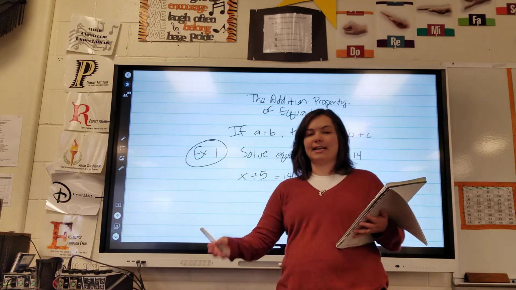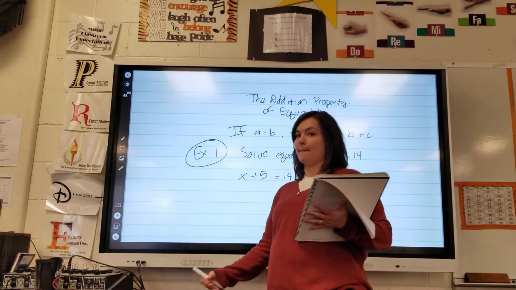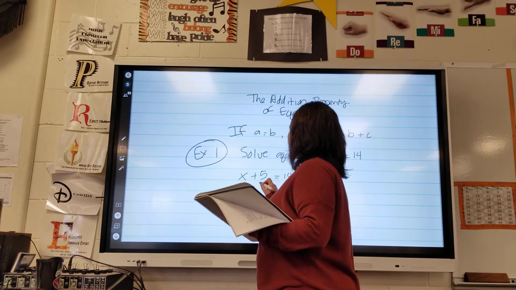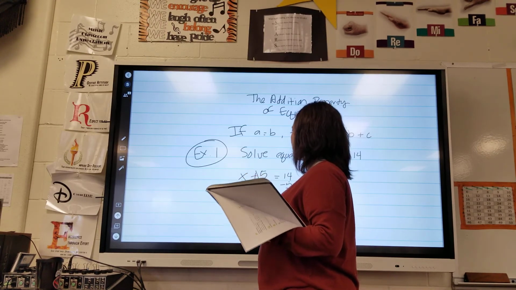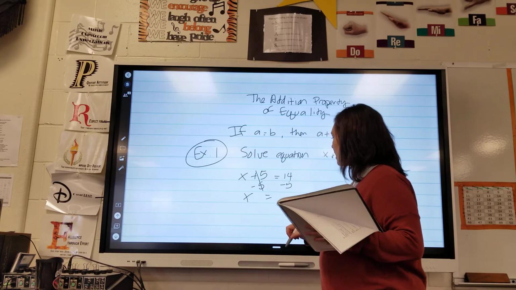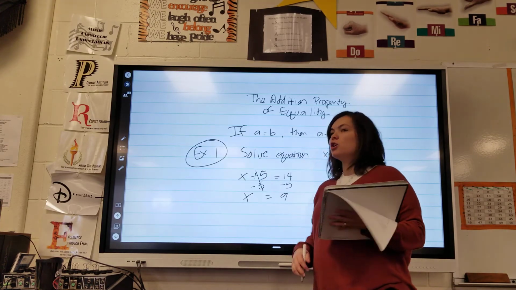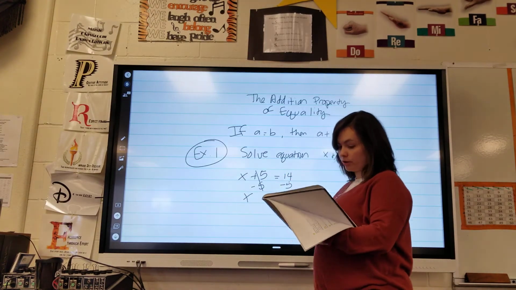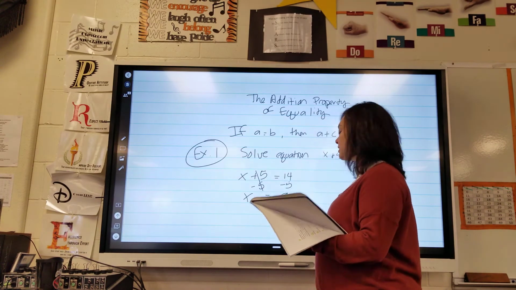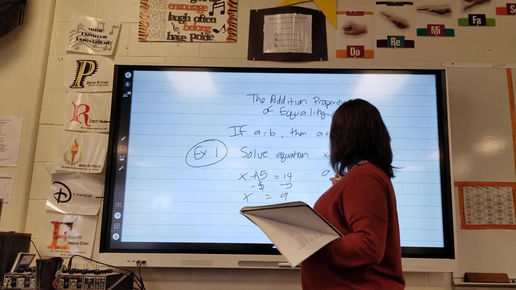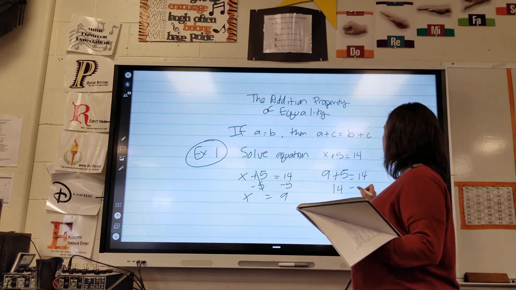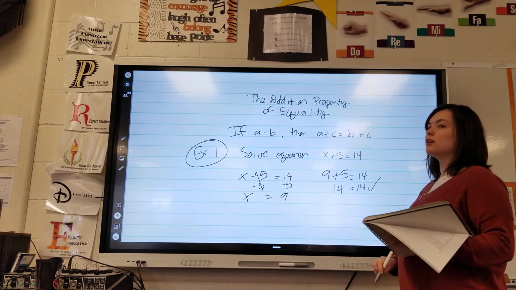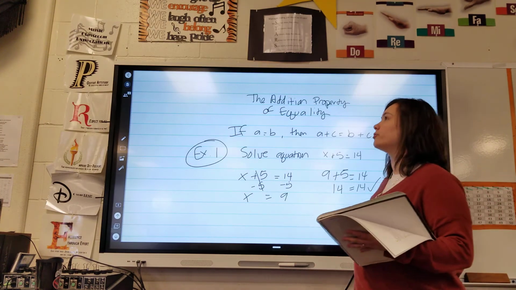Remember, adding a negative number is just like subtracting a positive. So subtracting 5, I get x alone because those cancel. And 14 minus 5 is 9. Don't just take my word for it. Plug it back in. See if it works. Is 9 plus 5 equal to 14? Yes, 14 equals 14.